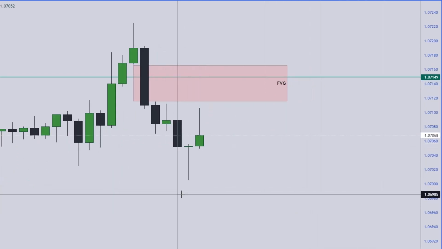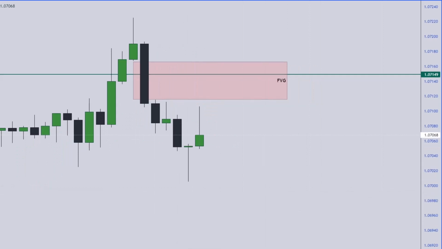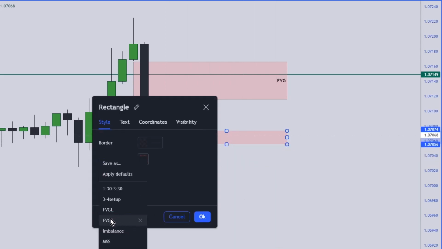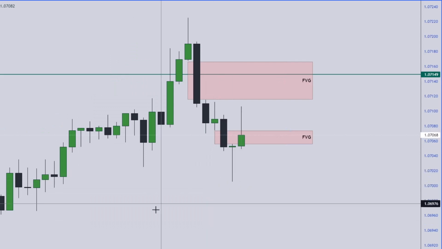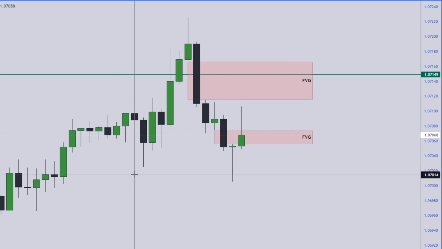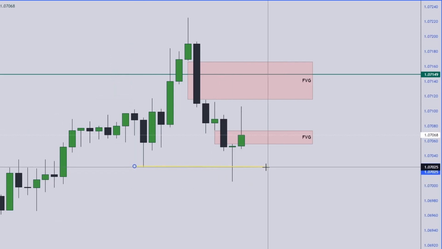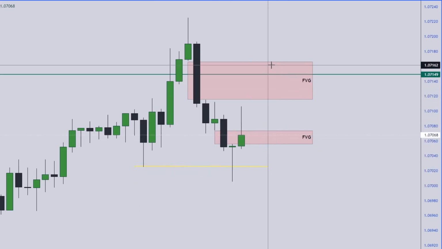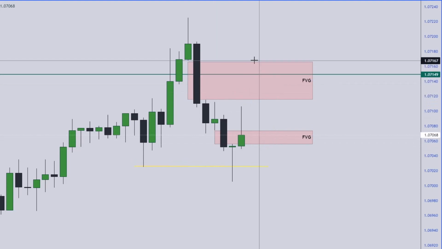Also note, there's another fair value gap below. See this candle here, 1, 2, 3. There's also a fair value gap between that candle's low and this candle's high. Now this is a question I've seen asked a lot: if you get a market structure shift, which we can see happened at this point here, how do you know which fair value gap to use? There's a fair value gap that's up here quite high.